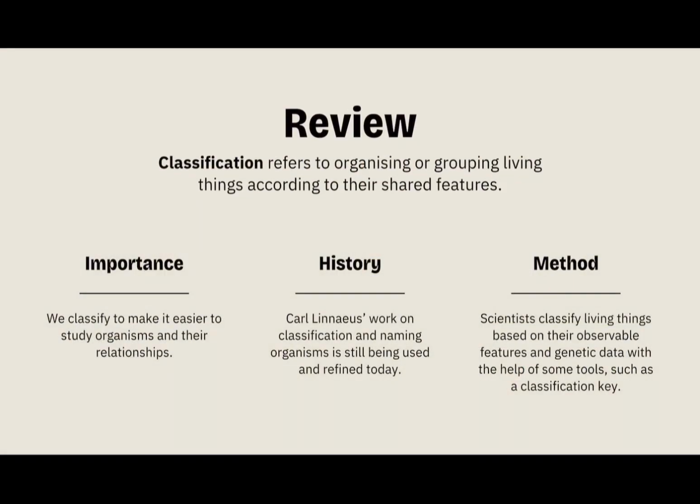Review. Classification refers to organizing or grouping living things according to their shared features. Importance: we classify to make it easier to study organisms and their relationships. History: Carl Linnaeus' work on classification and naming organisms is still being used and refined today. Method: scientists classify living things based on their observable features and genetic data with the help of tools such as a classification key.